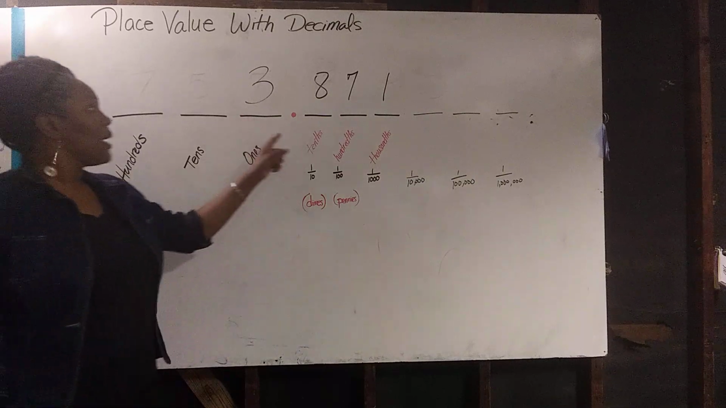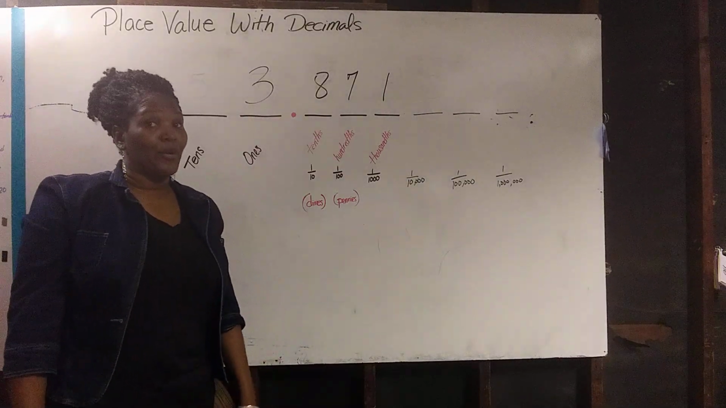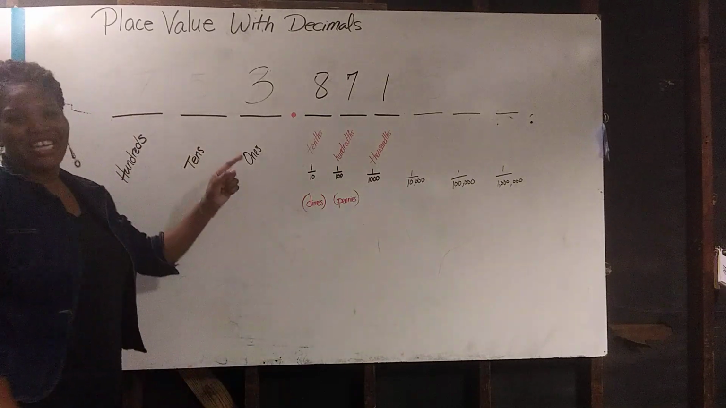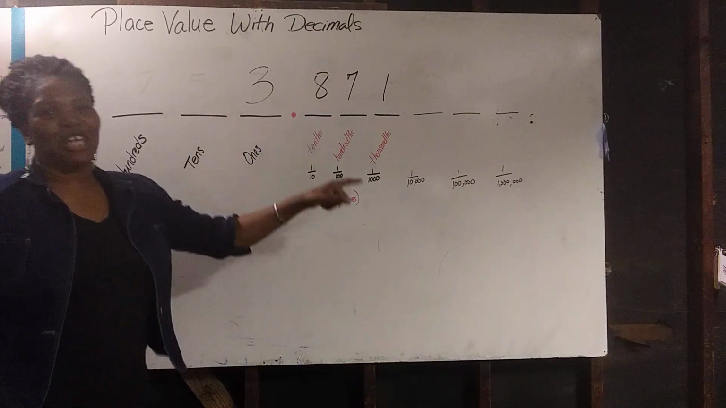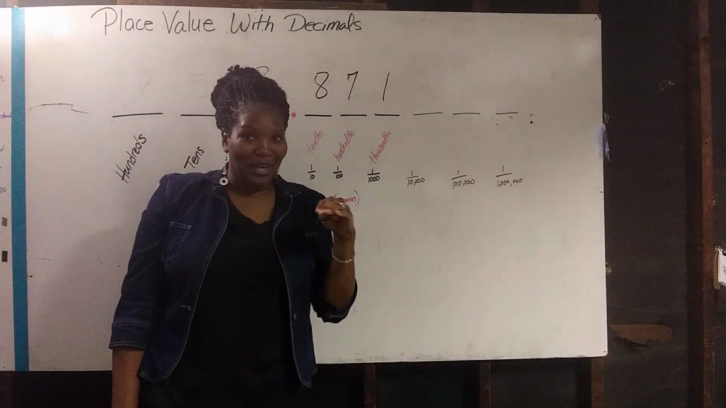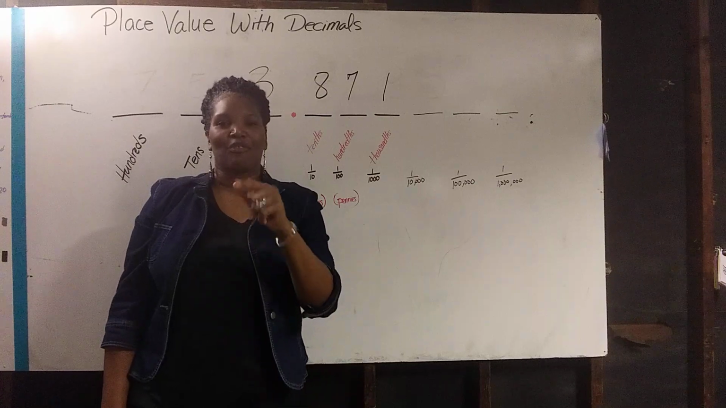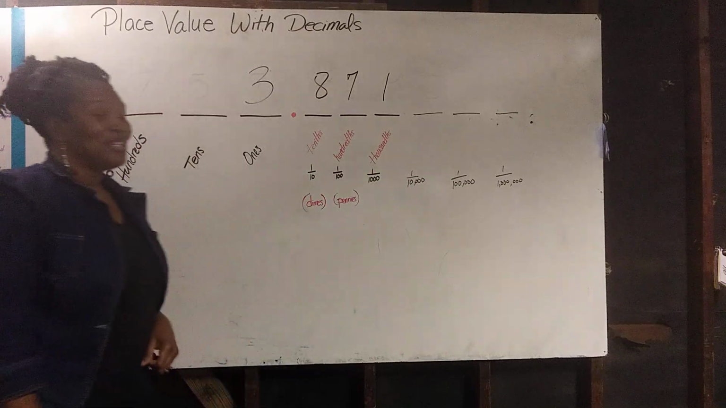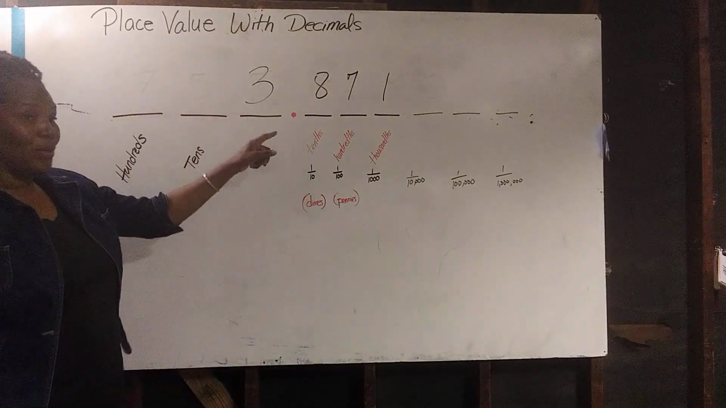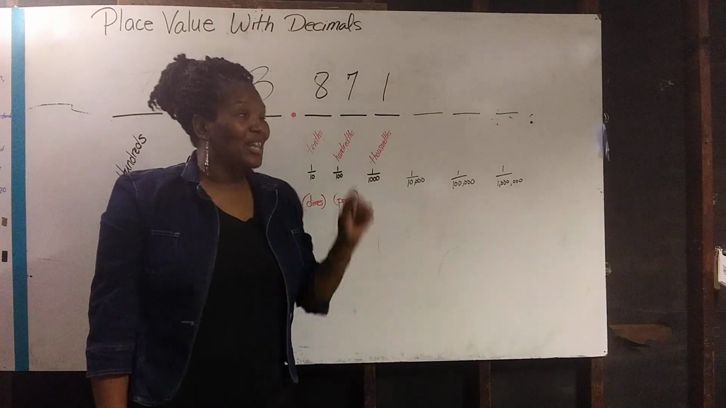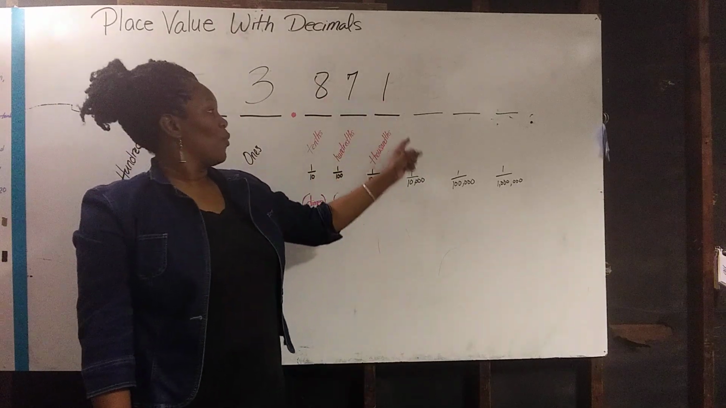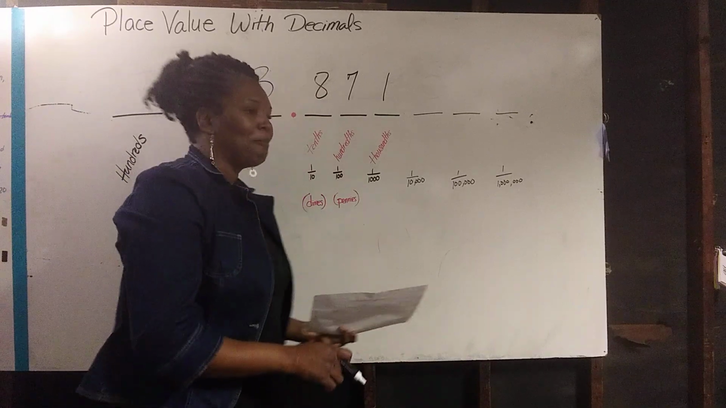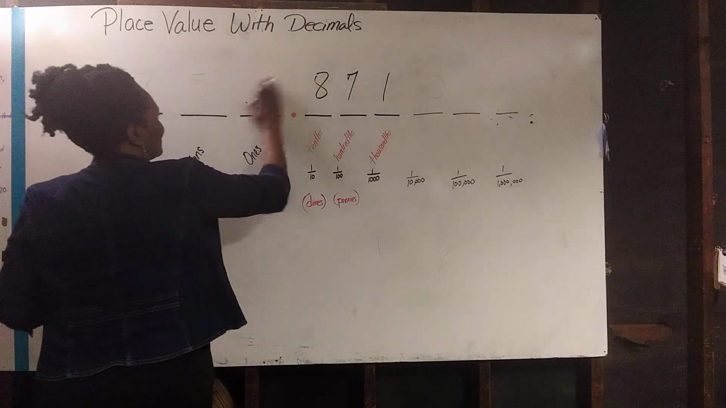Say that with me: 3.871. Can you say period? No, that's a trick question. You cannot say period. Wrong answer. I know that from this moment on, you're never going to forget that. It's locked in your head. So you can say 3.871, or you can say 3 and 871 thousandths. Either way is fine, sweetheart. Okay, let's go to the next number.